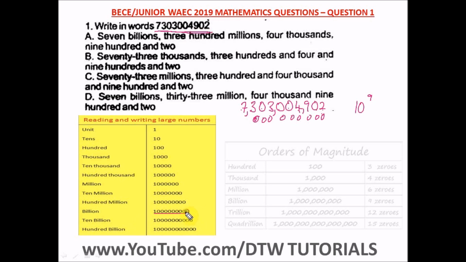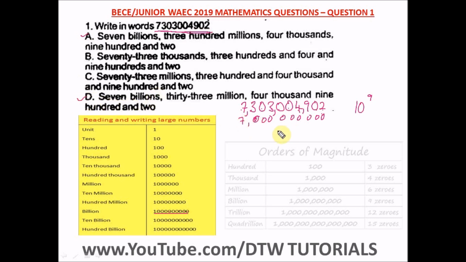All right, let's count 1, 2, 3, 4, 5, 6, 7, 8, 9. Okay, so you're dealing with what? Billions. All right, so definitely this first number here is what? 7 billion. Okay, so 7 billion. We have a 7 billion in our option here.